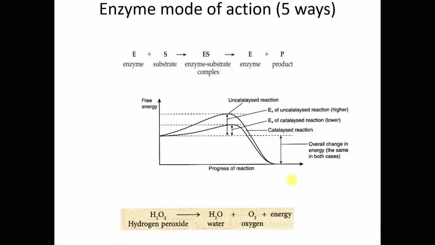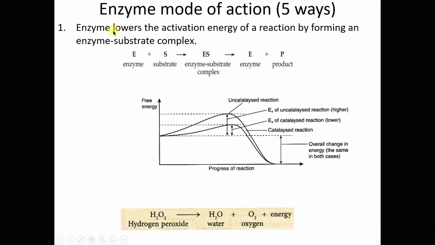Alright, enzyme mode of action. There are 5 ways. So, first, enzyme lowers the activation energy of a reaction by forming an enzyme substrate complex. So, we add enzyme with substrate, an enzyme substrate complex will be formed. And eventually, after the substrate is already broken down by that enzyme in that enzyme substrate complex, the outcome will be the enzyme itself and the product.